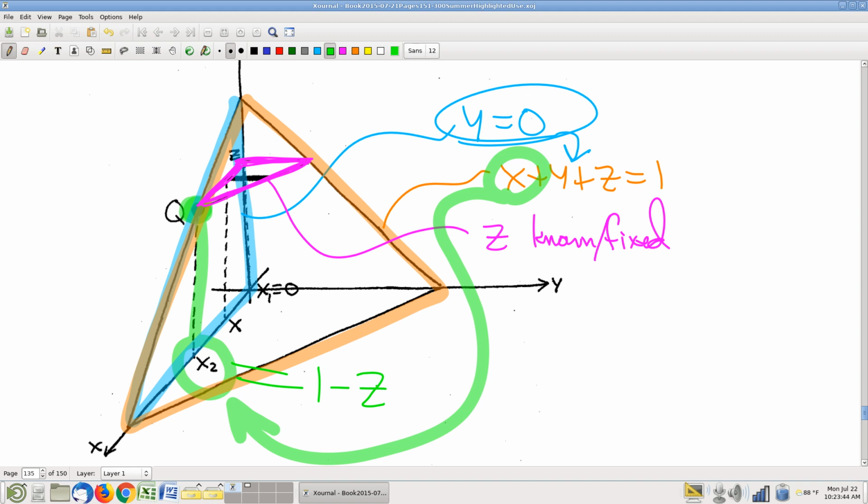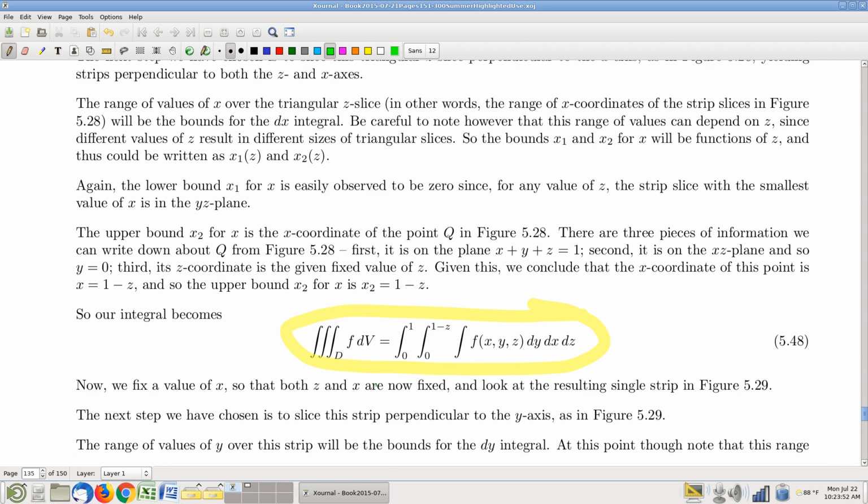Everybody on board? Okay. Cool. Alrighty. Moving along. So here we go.